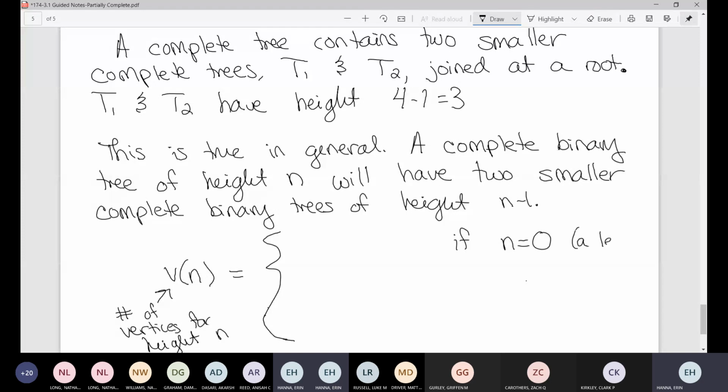And let me just write a leaf next to it so we remember if we're looking at this later that while it sounds silly, you can just technically have a singular leaf as a tree. How many vertices would be in that tree? Just the one.